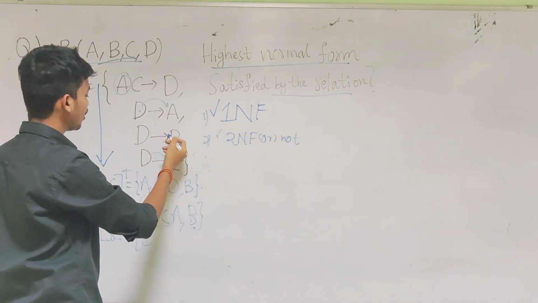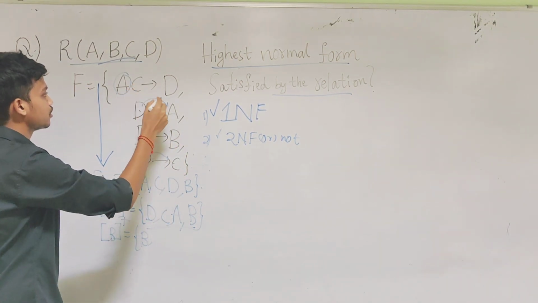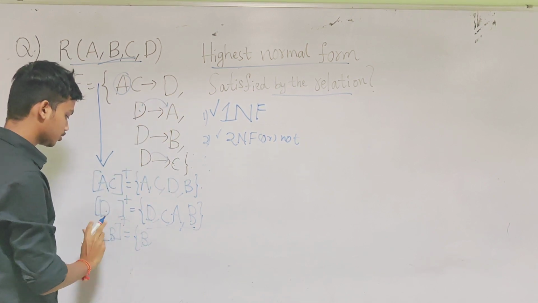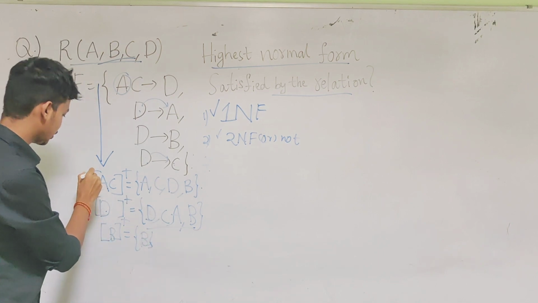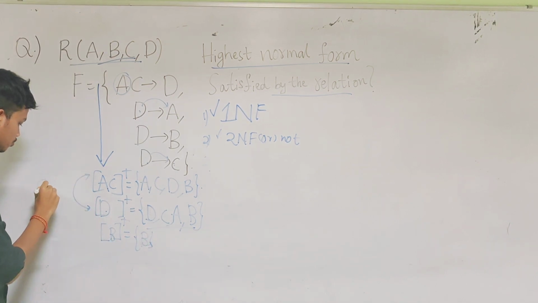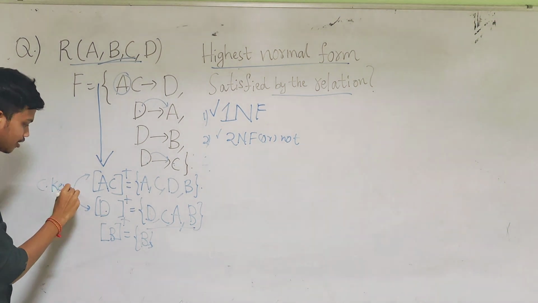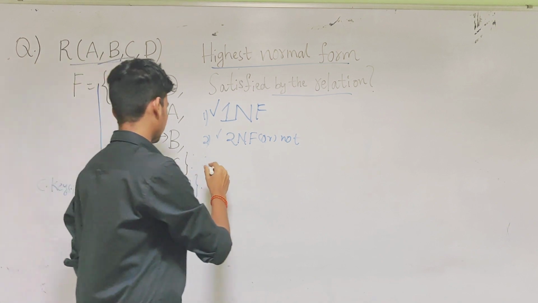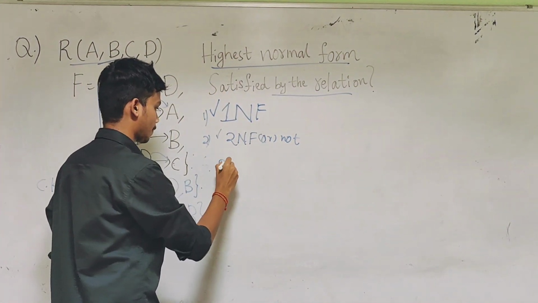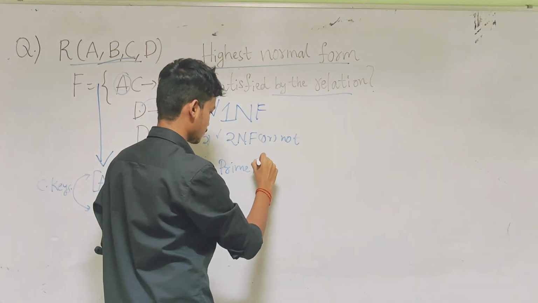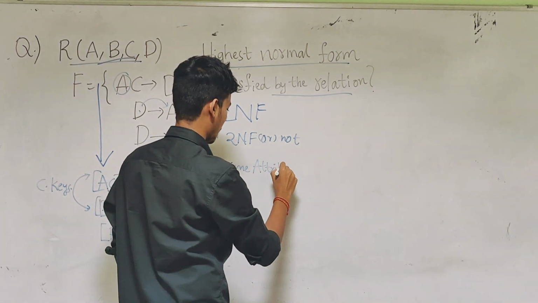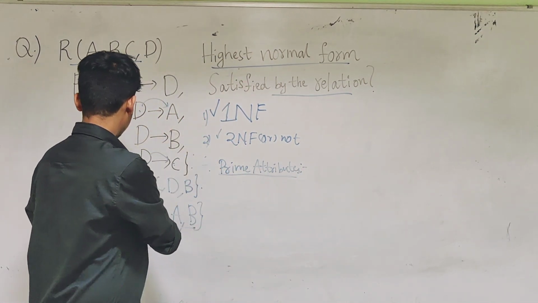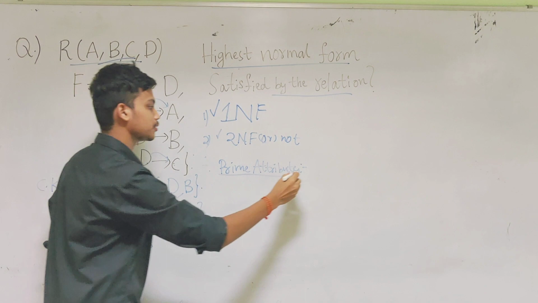Can I get B by something else? Look at this. AC is there. D to A is there, D to B is there, D to C is there. So these are the candidate keys, and B is not a candidate key. These two are the candidate keys. What are the prime attributes of this relation? A, C, D are the prime attributes.